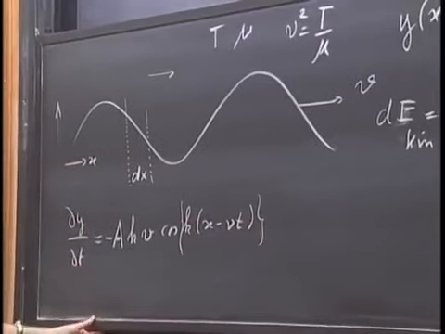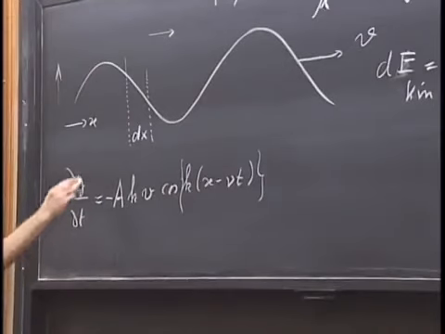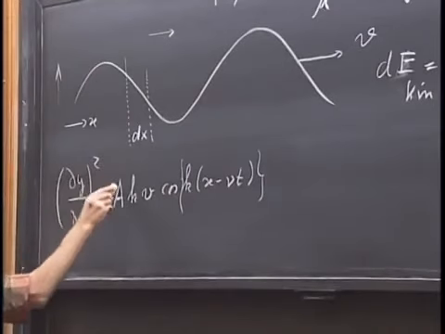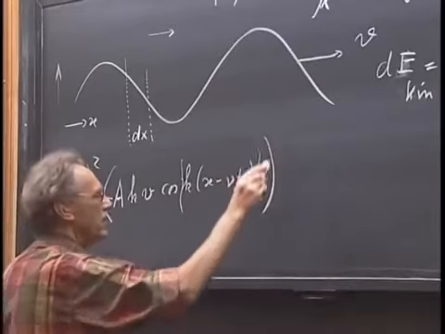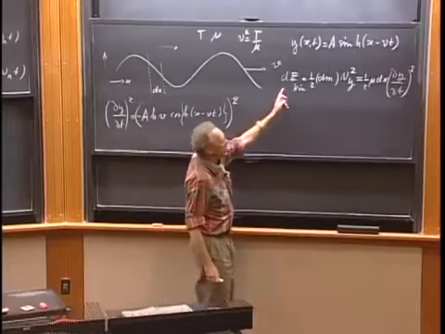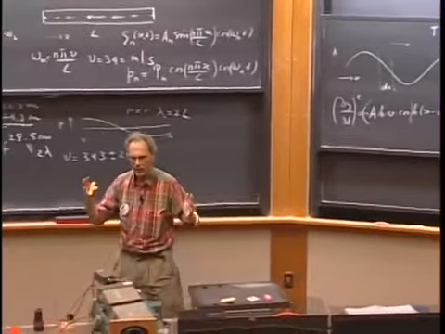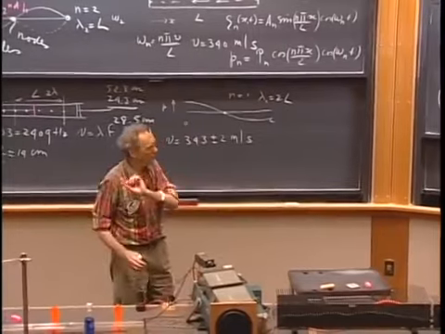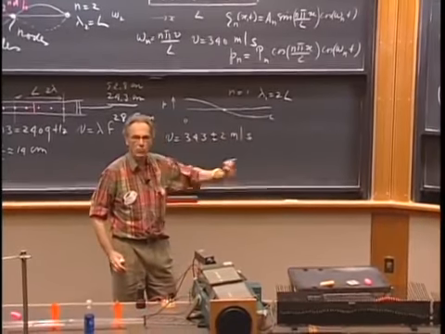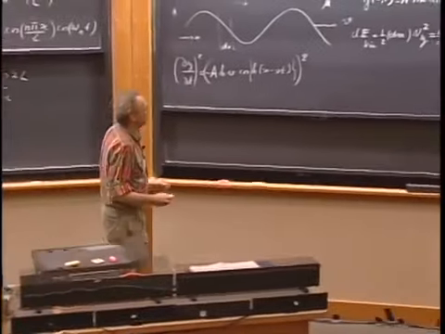I should have put brackets around there too, but that's self-explanatory. And now I want to know what the square of this is. So I'm going to square this. Now I can calculate what the total kinetic energy is in one wavelength. All I have to do is integrate from 0 to lambda to get the total energy in one wavelength. So I'm going to do that.